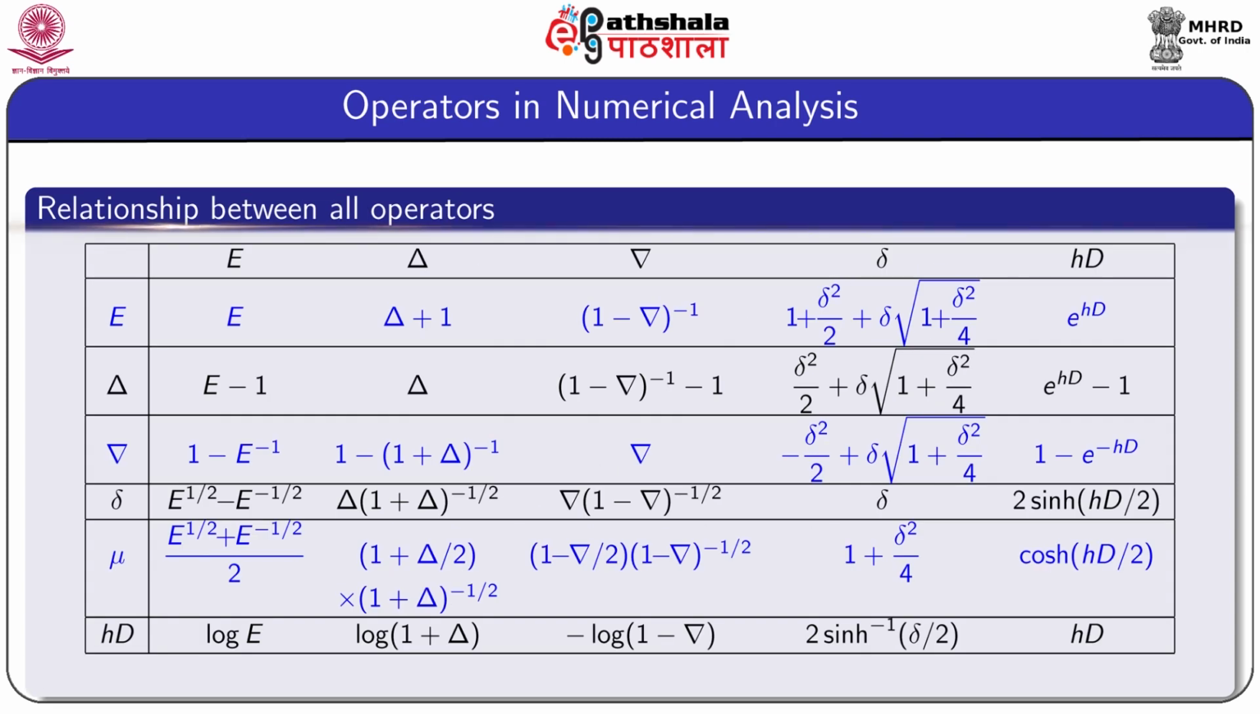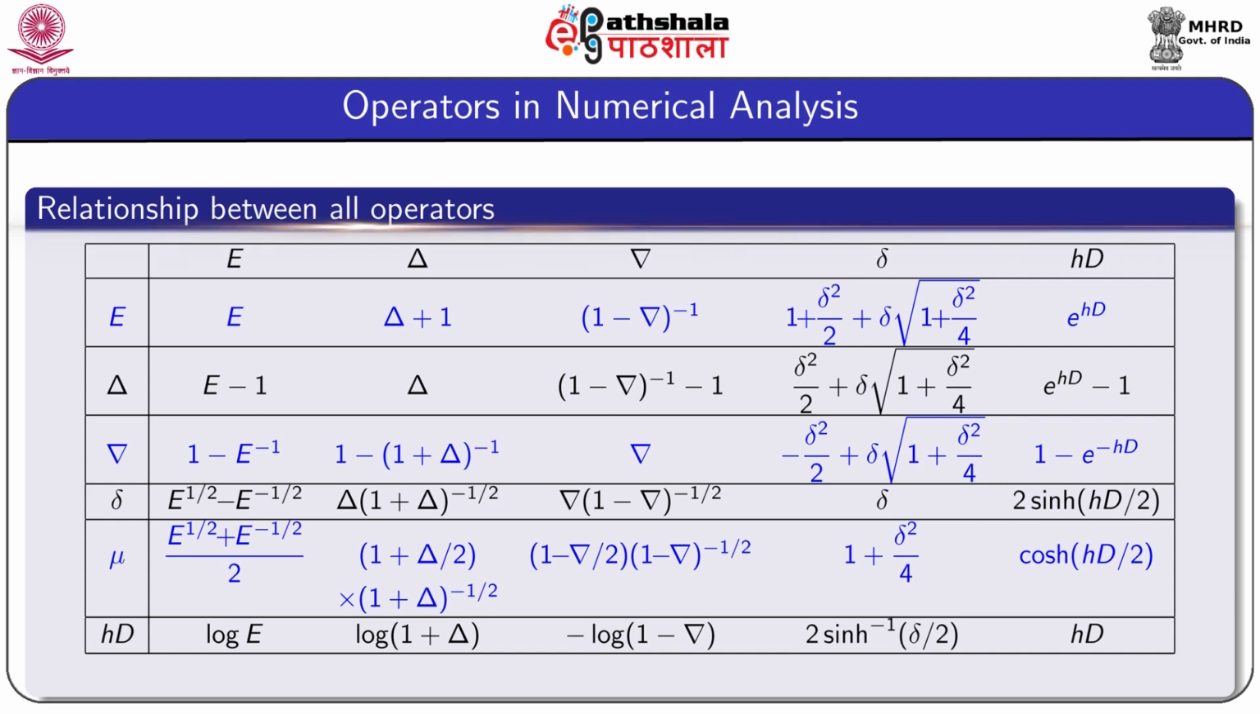Now, this slide actually gives the relationship between the operators which are discussed in this module, and here we have shown that each operator can be expressed in terms of other operators. The first line shows that the operator E can be written in terms of forward difference operator delta, and we say that E is equivalent to delta plus 1. This one was already proved in the previous slide.